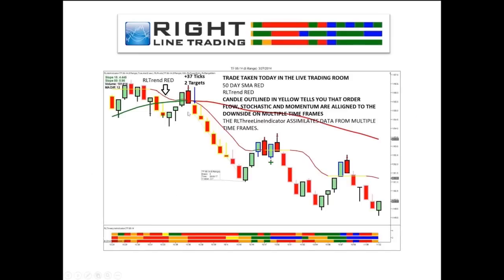And here's a move to the downside, same thing. Order flow, stochastic, momentum with us, break of the modified 15, 15 and 50 are red to the downside. We're in 1 tick below the close, and down we go.